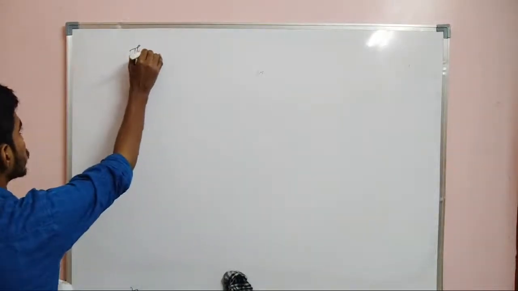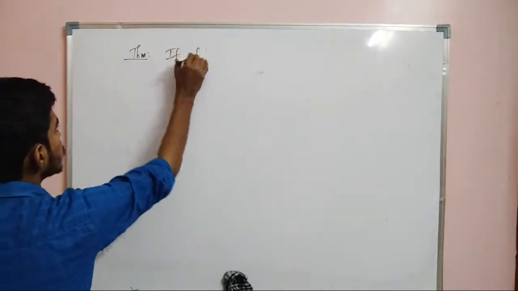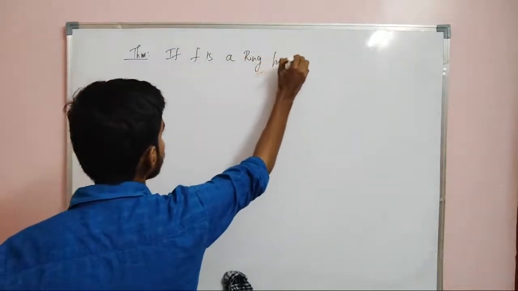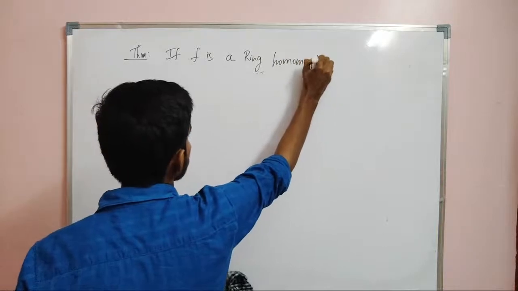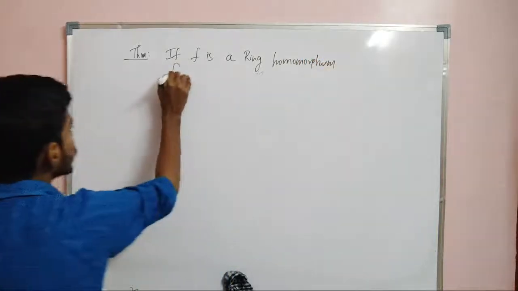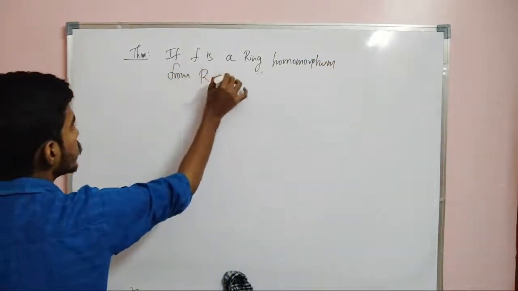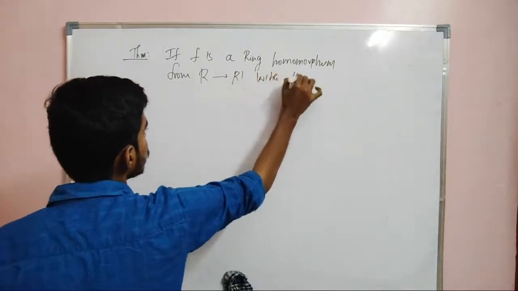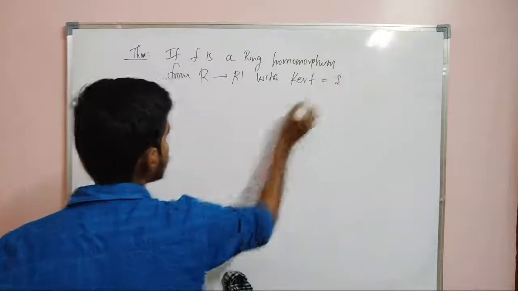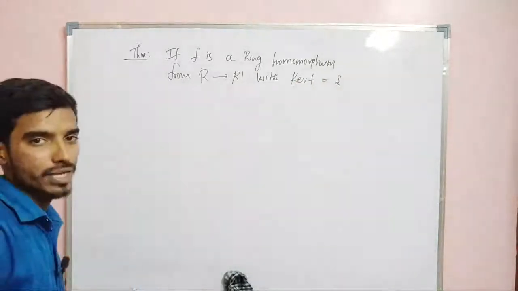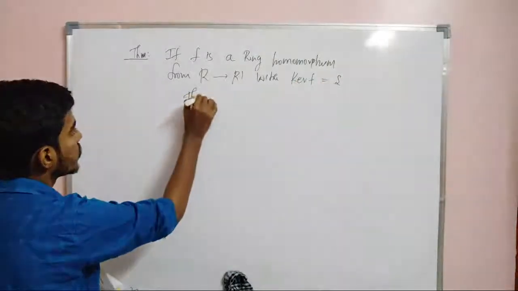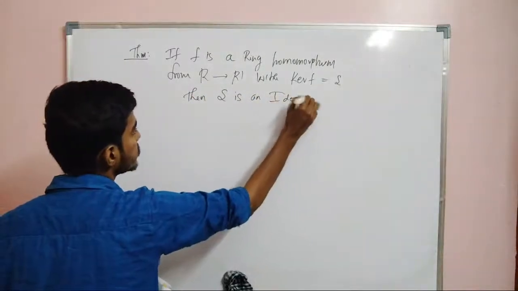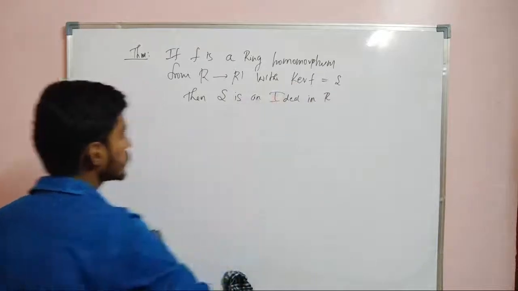Theorem: if f is a ring homomorphism from R to R dash with kernel of f equal to S. So I'm writing the set to be equal to S. Then S is an ideal in R.